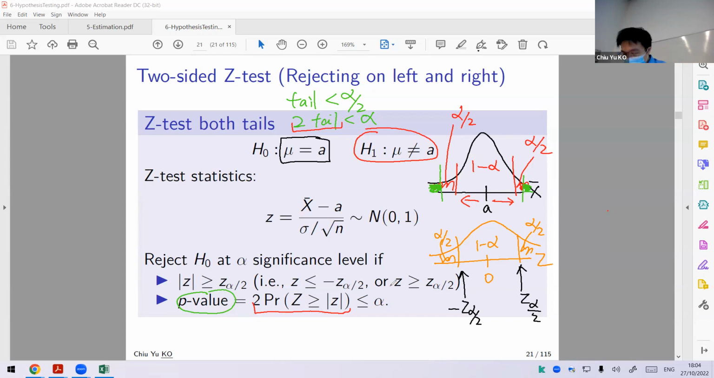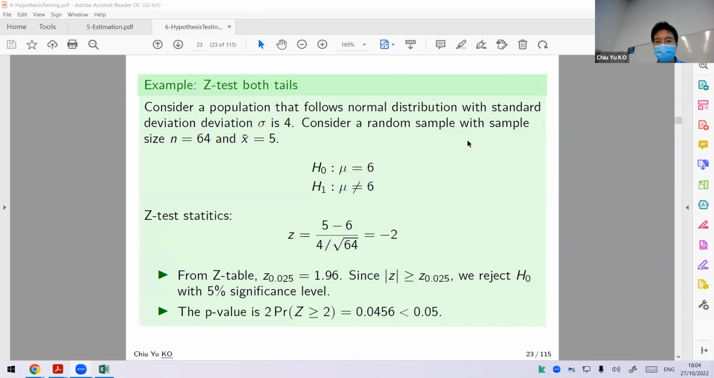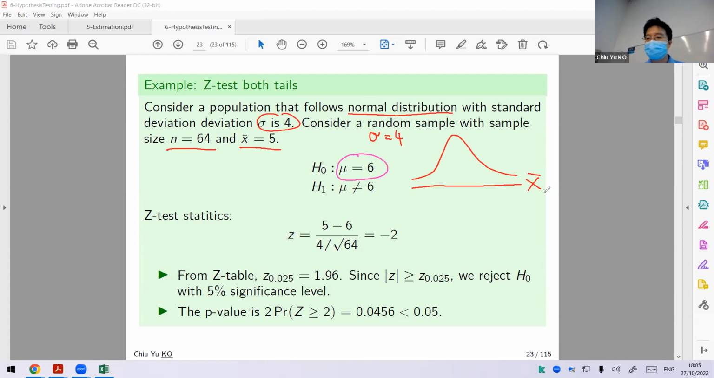Is that clear? Okay, no question, so let me go over the example. This example is very familiar. Again, we have a normal distribution, so that means the sample mean is also a bell curve. And we have sigma equal to 4. This is given. With a random sample of n equal to 64, x bar is 5, the sample mean. Now our null is given as 6. So if this is true, 6 is here.